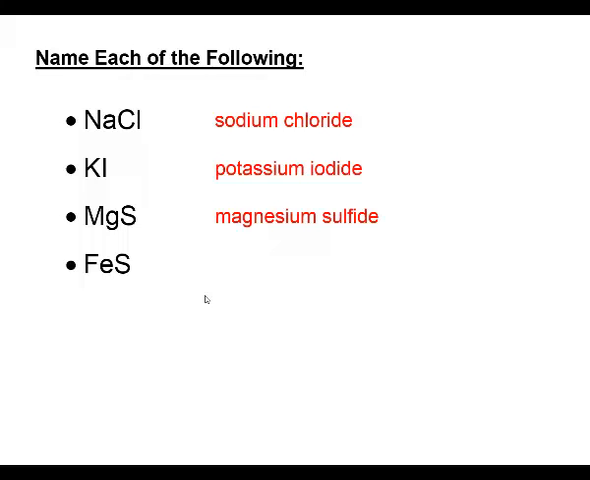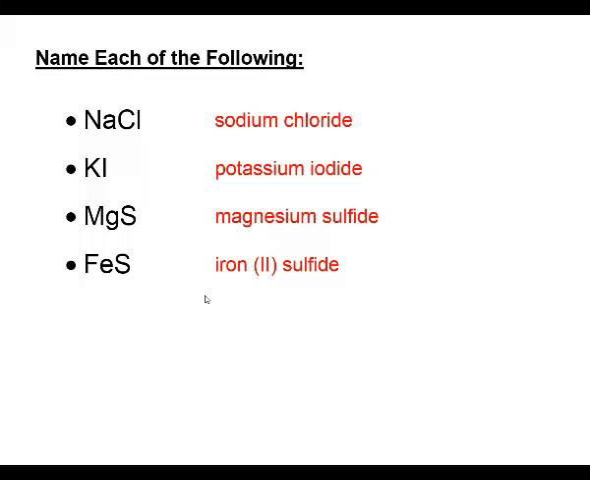Now if I use the modern Stock system, I would name that as iron(II), with the Roman numeral in brackets after the name iron, sulfide. So iron(II) sulfide. Now that was the lower of the common charge states for iron, right? There's iron(II), then there's iron(III). If I want to use the classical system to name this, what would you name it?